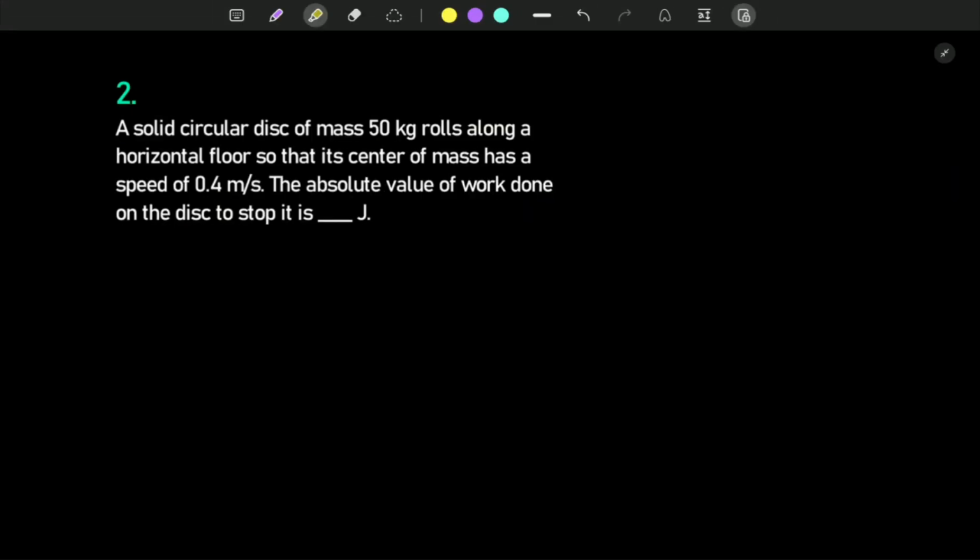The next question says a solid circular disc of mass 50 kg rolls along a horizontal floor so that its center of mass has a speed of 0.4 meter per second. Find the absolute value of work done on the disc to stop it. So the absolute value of work done is nothing but the change in kinetic energy, delta K.